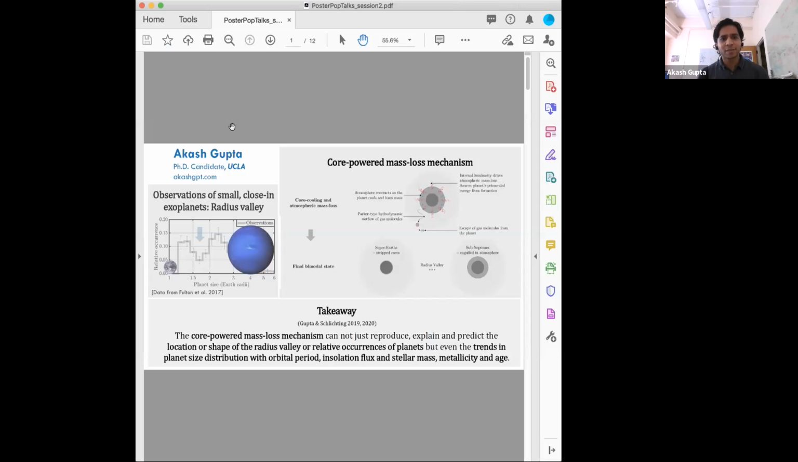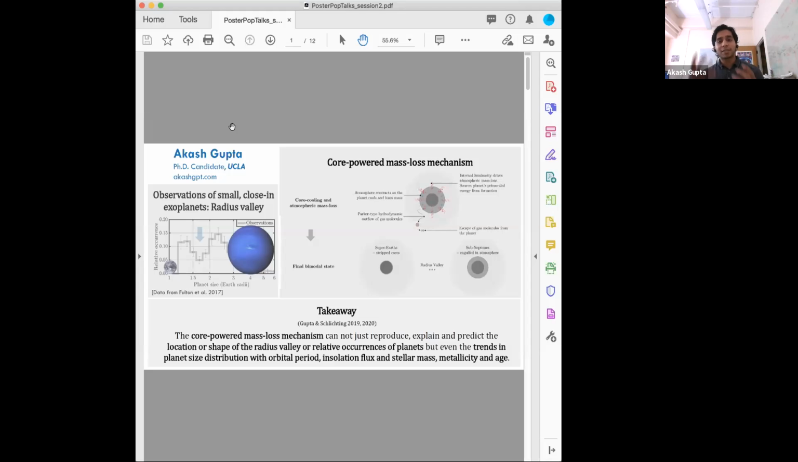Okay, thanks, Chris. Hi, everyone. I'm Akash Gupta. I'm a PhD candidate at UCLA, where I work with Hilka Schlichting. My poster here is about how we can understand the radius valley, which, as shown in this left-hand side plot, is this lack of planets around 1.5 to 2 Earth radii, where the smaller planets are somewhat rocky and the larger planets probably have a lot of hydrogen-helium envelope. Basically, how we can understand this observation under the core-powered mass loss mechanism, that is, as a byproduct of the planet formation process itself.